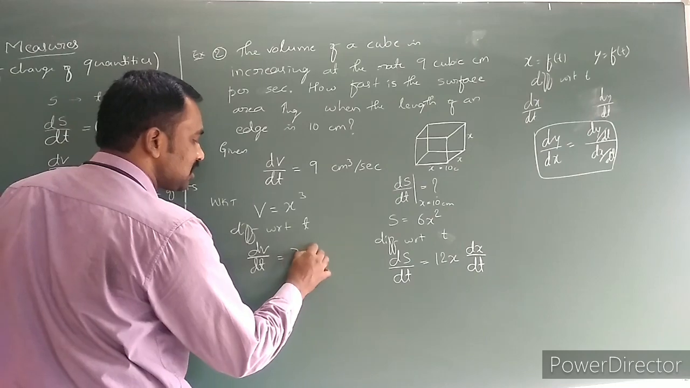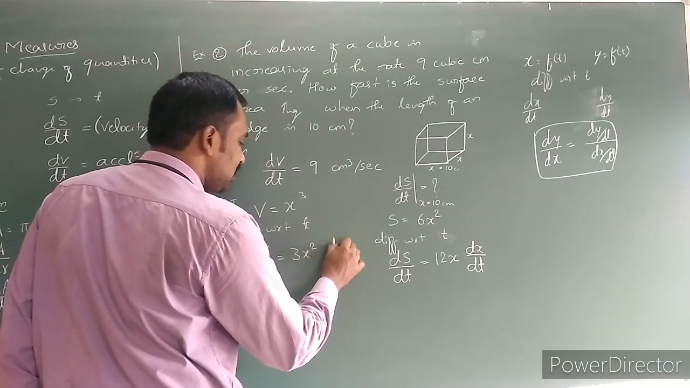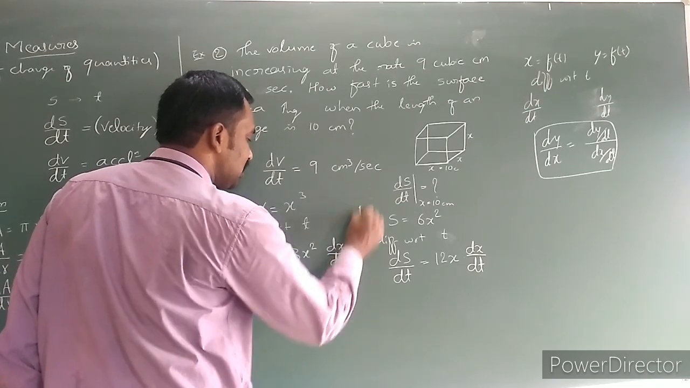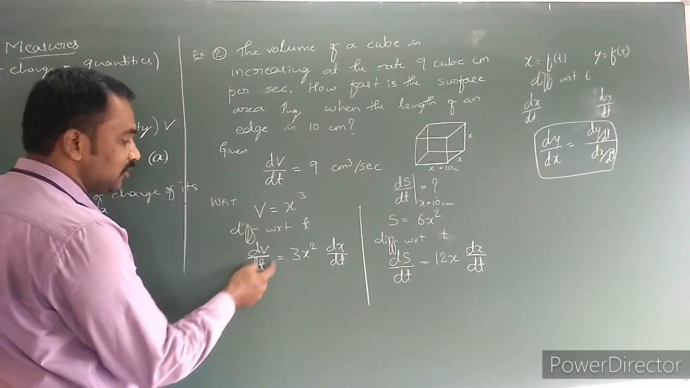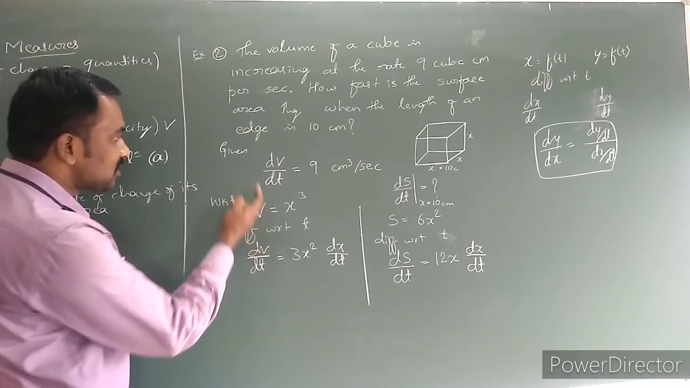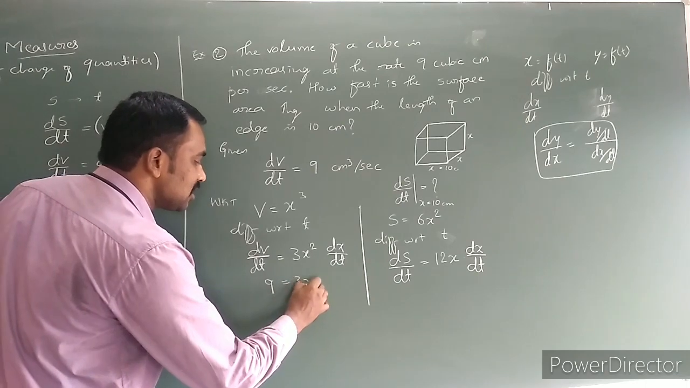X cube differentiation is 3x square. But I am just differentiating with respect to time, so that changes to dx by dt. Now replace whatever values they have given. Do you know that dV by dt? Yes, they have given dV by dt as 9, which is equal to 3x square.